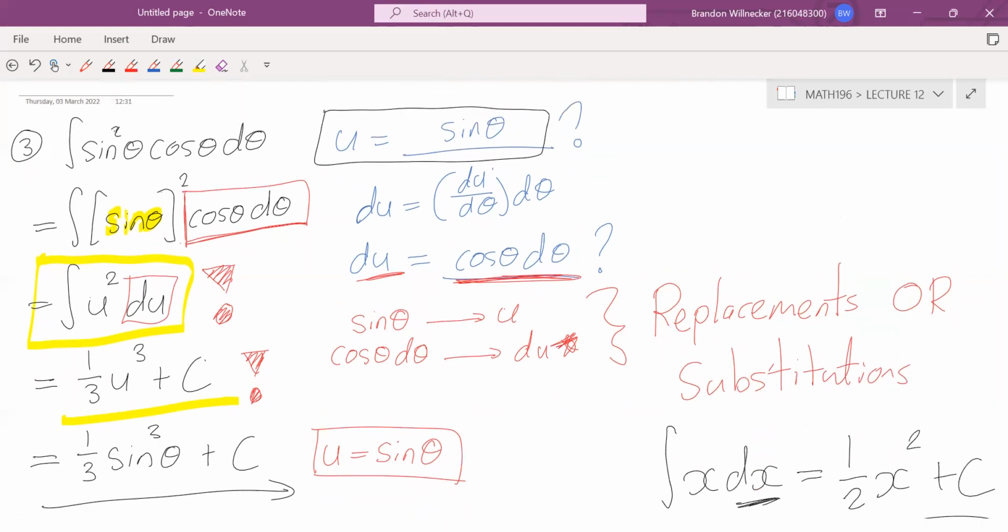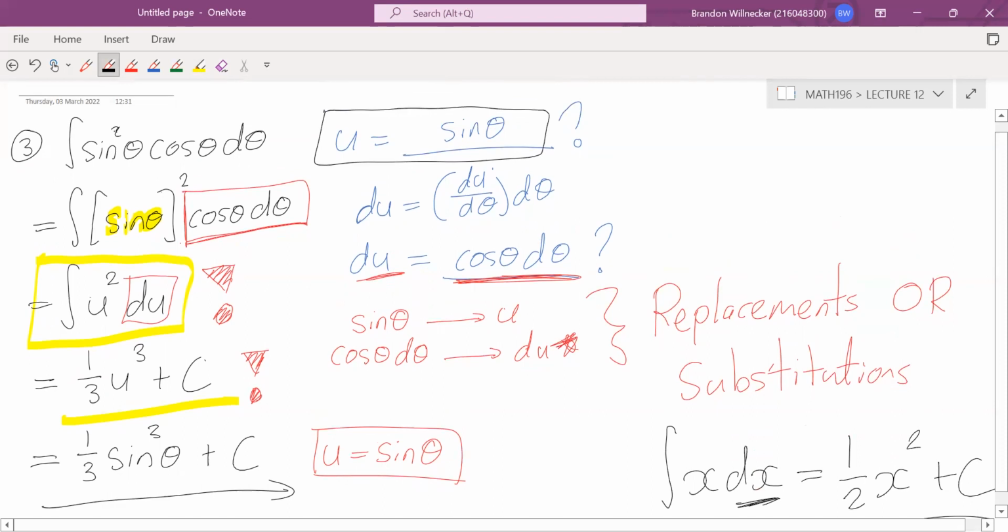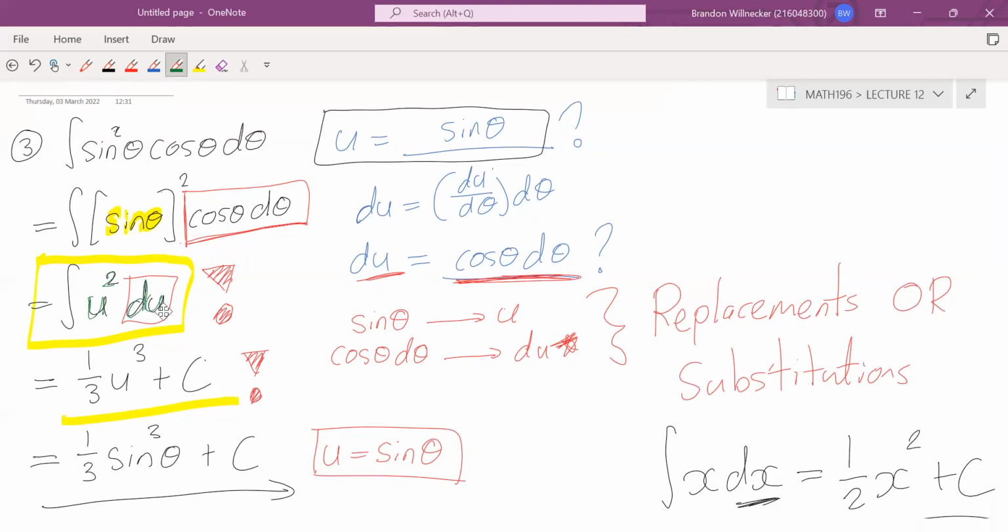So it's just like the integral in terms of x, but now we've got the integral in terms of u. So that's our new variable, u. But it's exactly the same as an x integral. It just looks different. Okay, any other questions from someone else? Okay, cool. Let's take a look at another one.